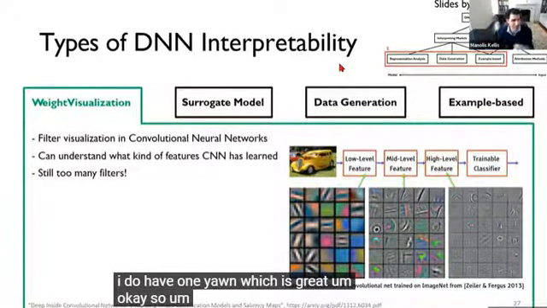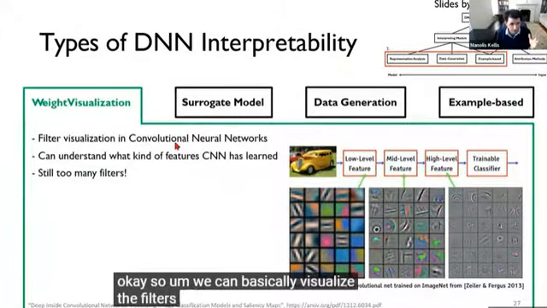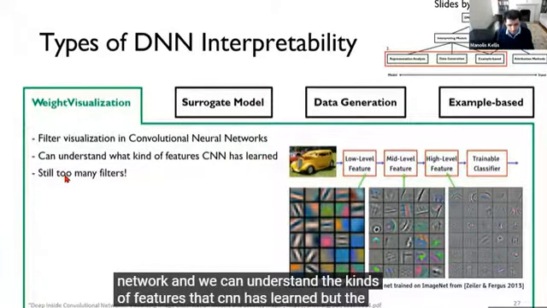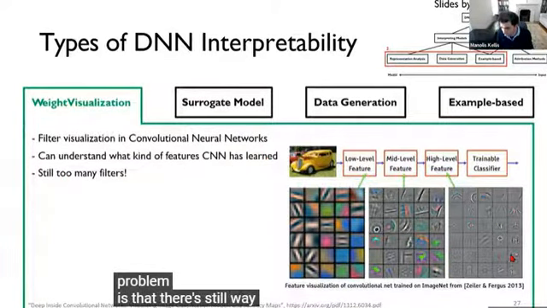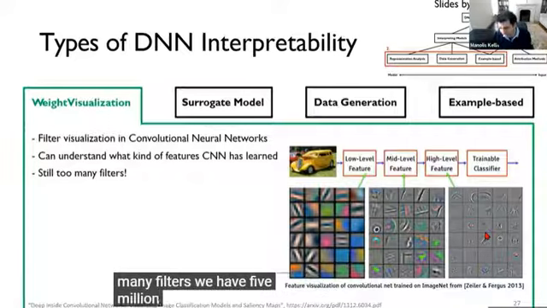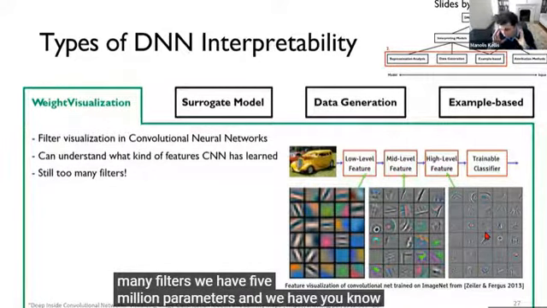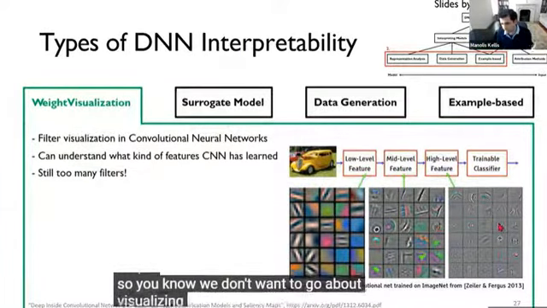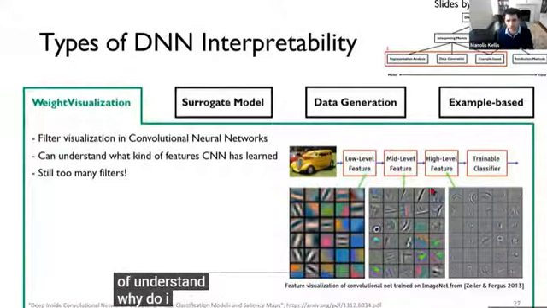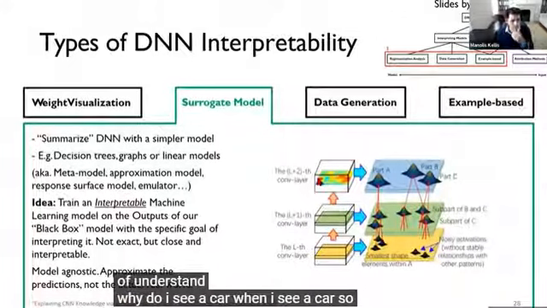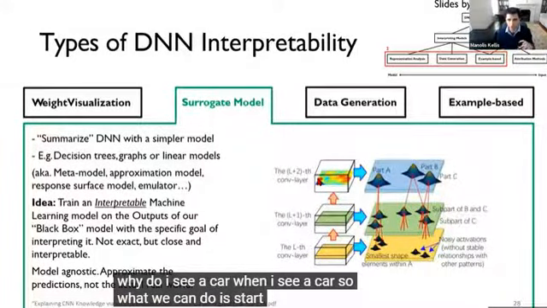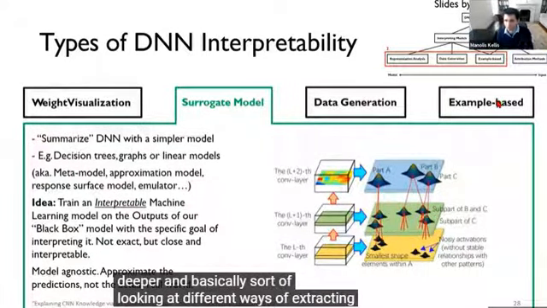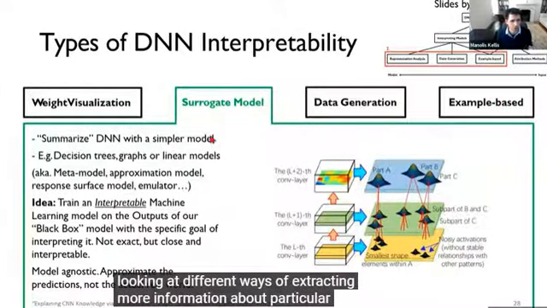Okay, so we can basically visualize the filters in a convolutional neural network, and we can understand the kinds of features that CNN has learned. But the problem is that there's still way too many filters. We have 5 million parameters, and we have thousands upon thousands of internal nodes. So we don't want to go about visualizing every one of those to understand why I see a car when I see a car. So what we can do is start diving a little deeper and look at different ways of extracting more information about particular decisions.